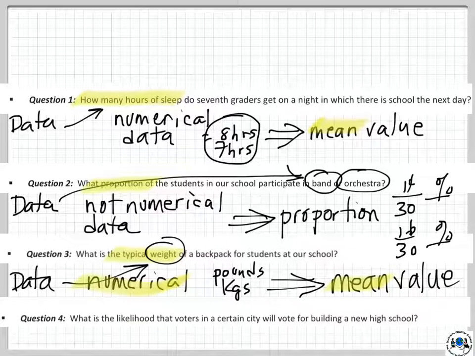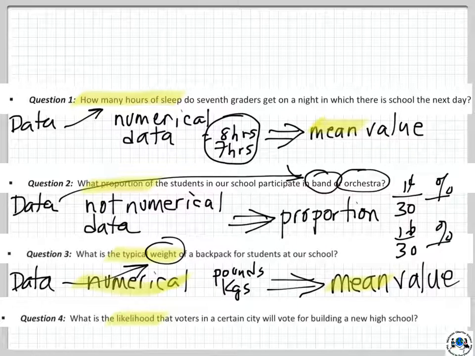Next, the final one, question 4. What is the likelihood that voters in a certain city will vote for building a new high school? Keyword here would be likelihood. How likely are they? About 50% likely, 30% likely, it seems. Very likely, not so likely, unlikely. So it works on that scale.